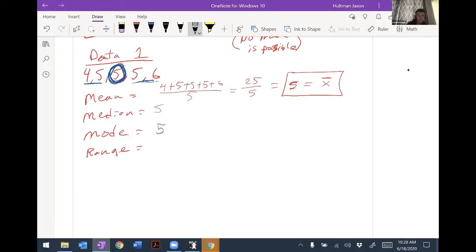Okay, so why is the mode 5, Noah? Because it's the most repeating. Yeah, it's the one that repeats the most, exactly. So we've got three 5s here, right? We've got three 5s. And so 5 is the one that occurs the most.